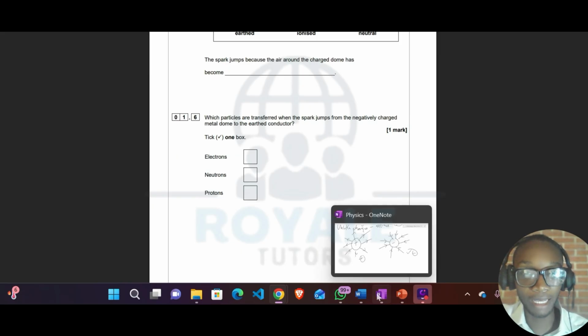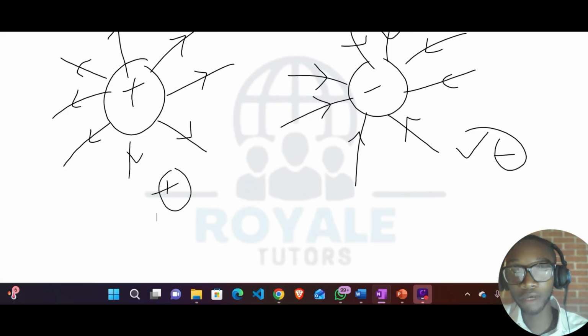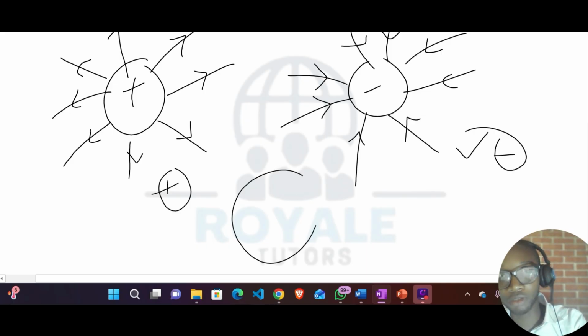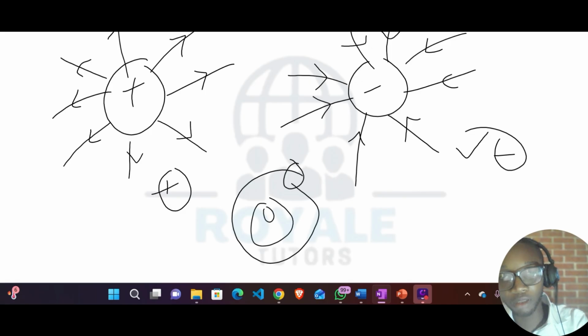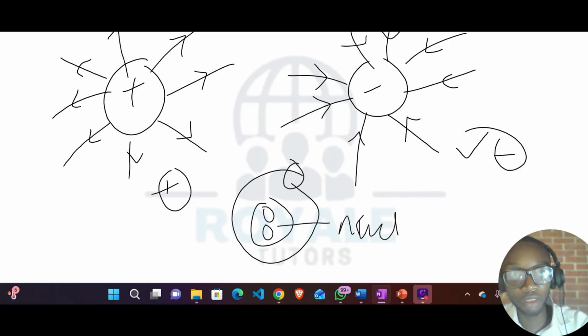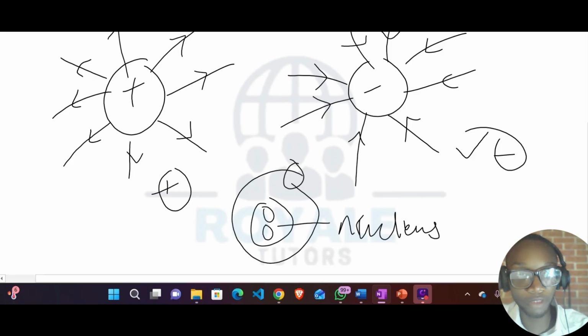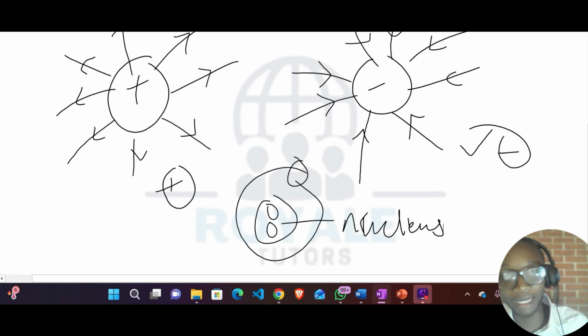It's something like this. If you have a diagram like this, let's say this is a circle. You have your electron somewhere here, but your proton is stuck with your neutron inside the nucleus. So the only one that really moves out is your electron. This is the only one that moves out.